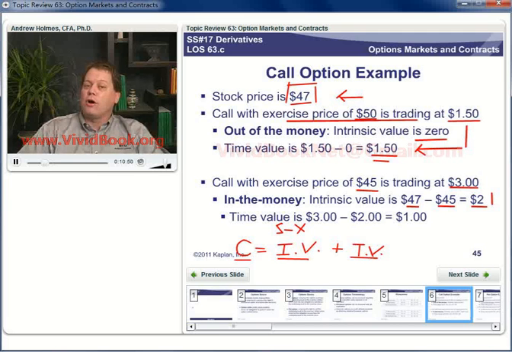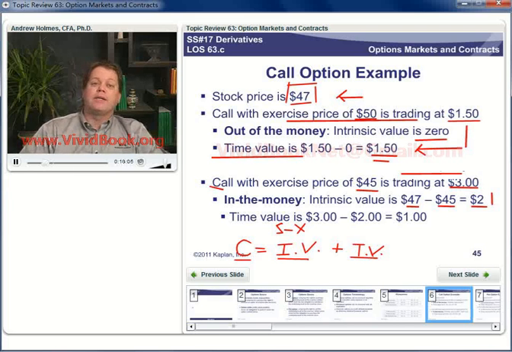Options are also traded in large volume over the counter. These are customized contracts. They are unregulated, and of course, since they are just private agreements between counterparties, there is going to be counterparty risk associated with an OTC option.